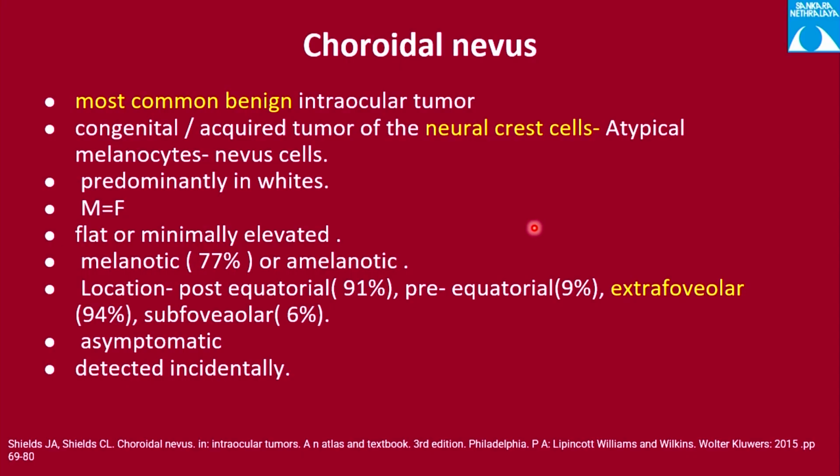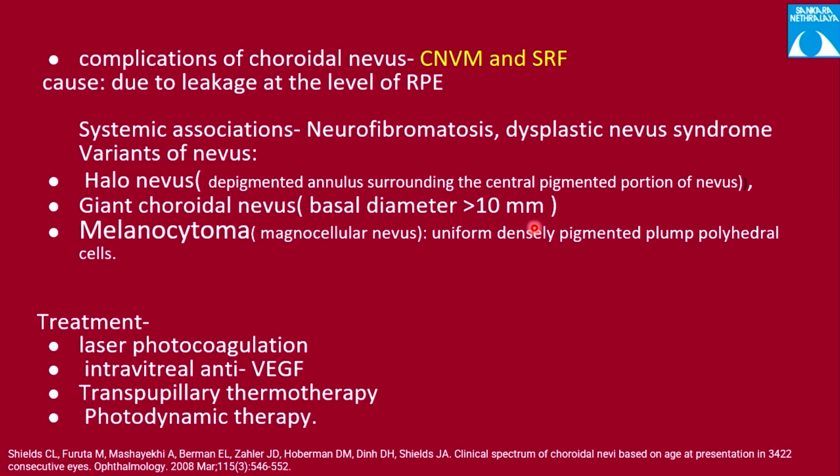They are usually asymptomatic and are detected incidentally. The main complications of nevus include CNVM and subretinal fluid, caused by leakage at the level of the RPE. Systemically, it can be associated with neurofibromatosis or dysplastic nevus syndrome. The other variants of nevus are halo nevus, giant nevus, and melanocytomas. Treatment includes laser photocoagulation, intravitreal anti-VEGFs, transpupillary thermotherapy, and photodynamic therapy.